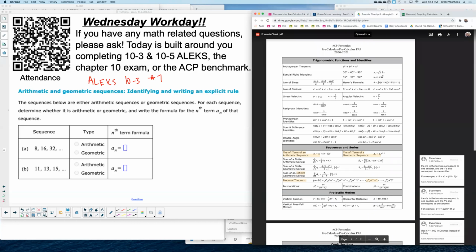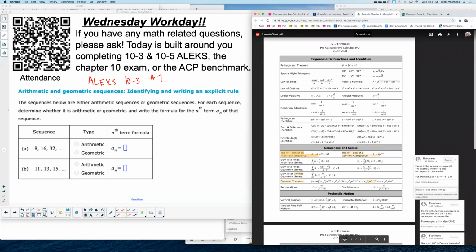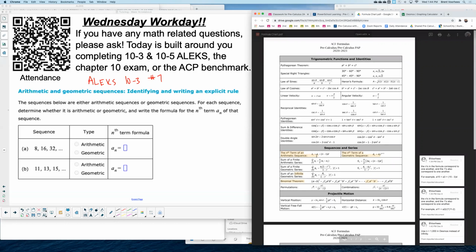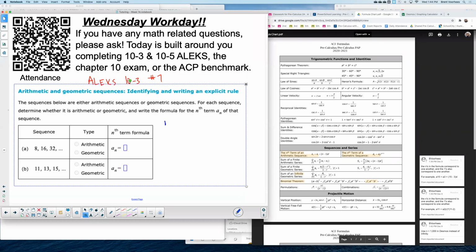The arithmetic and geometric formulas I have here highlighted. There are these two, so I'll write them down over here now. The arithmetic formula is a sub n equals a1 plus n minus 1 times the common difference. And again, the ones correspond to one another and the n's correspond to one another, and I'll go over that in a second.